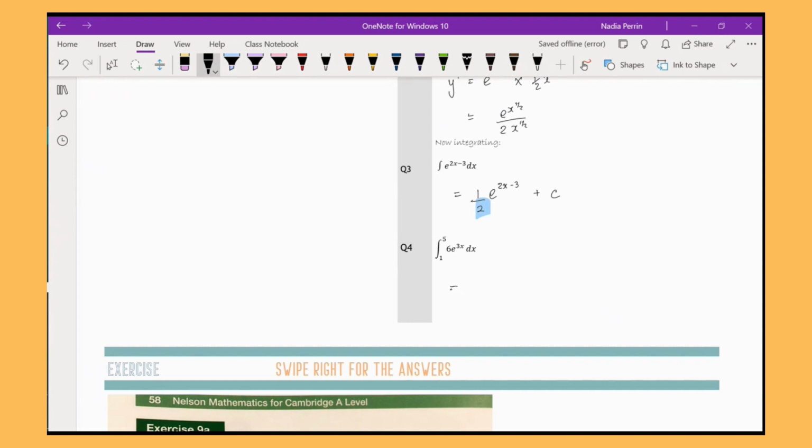So same thing here. It's going to be 6e to the 3x, but we're going to divide by the derivative of 3x, which is 3. Okay, so if we make that prettier, this is actually going to be 2e to the 3x. And not to forget definite integrals, if we integrate between 5 and 1, we will get 2e to the 15 minus 2e to the 1. Oh, to the 3, I mean.